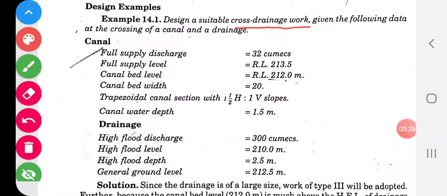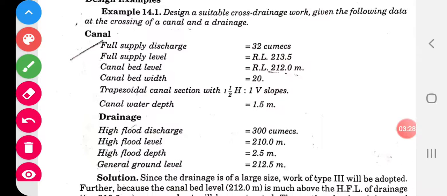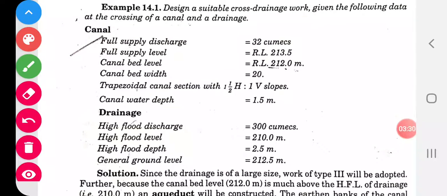These are the data given in the problem: design a suitable cross drainage work at the crossing of canal and drainage. First the canal data is given, and then the drainage data is given. So first let us see what data are given for the canal.